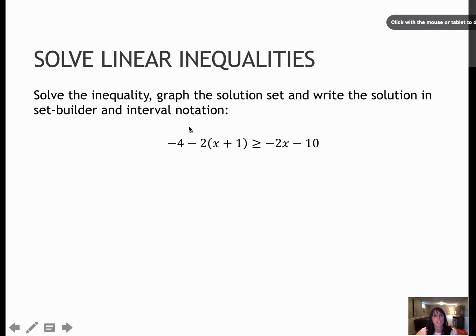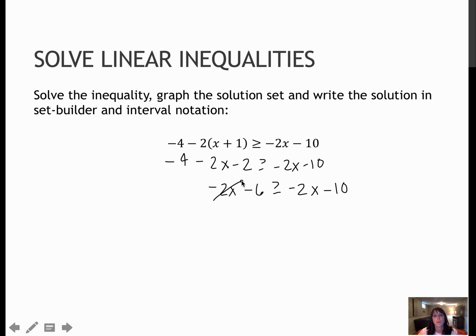One more for us to try together. I'll distribute the negative 2. Combining negative 4 and negative 2 gives me negative 6. Adding 2x to each side will make those two go away, which gives me negative 6 is greater than or equal to negative 10. Again, this is true, so that's all real numbers, negative infinity to positive infinity, etc.